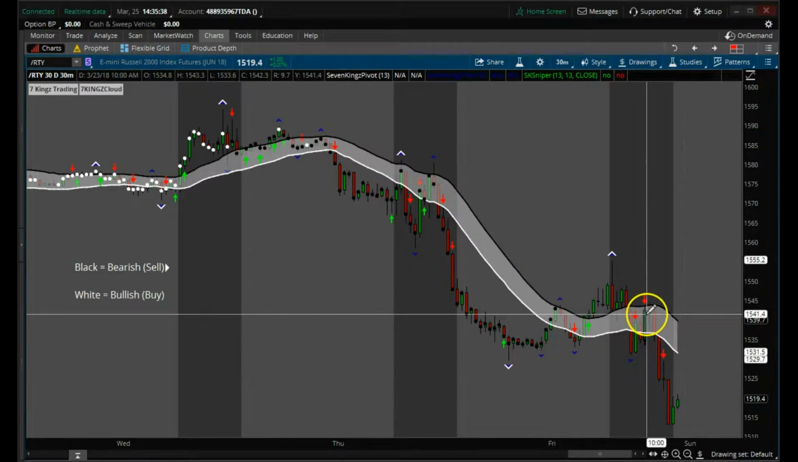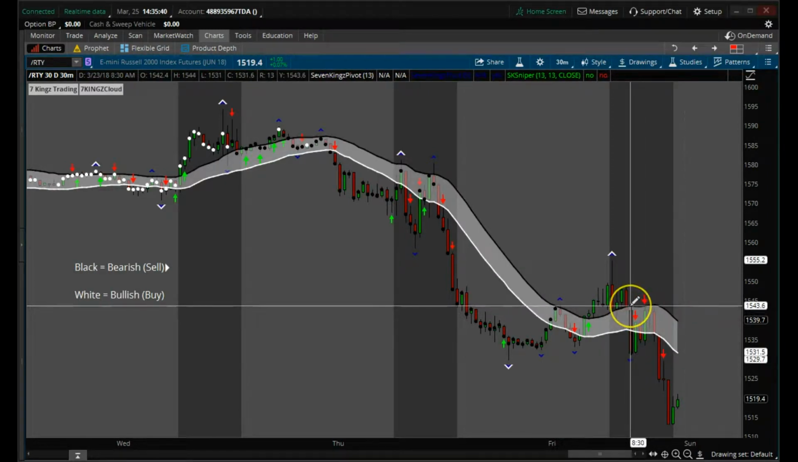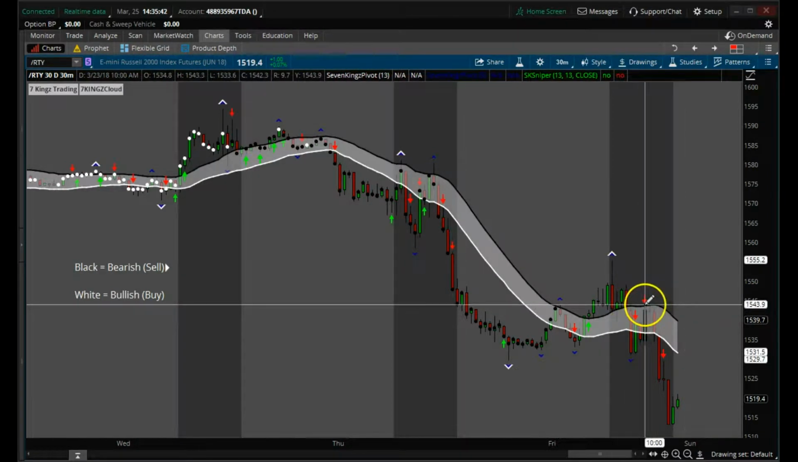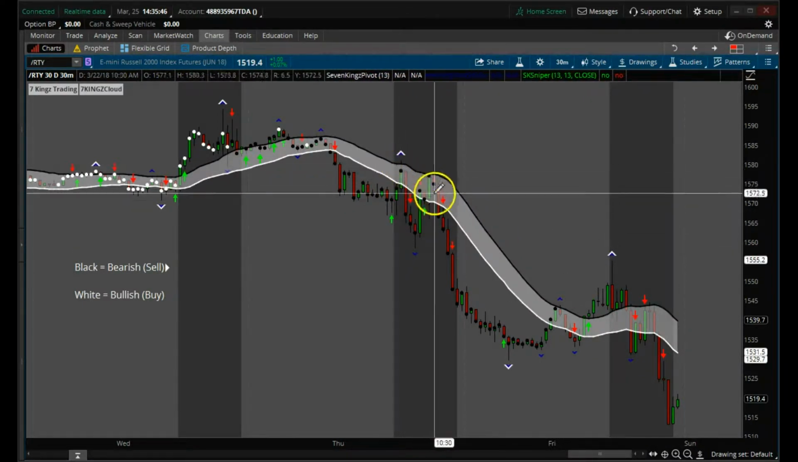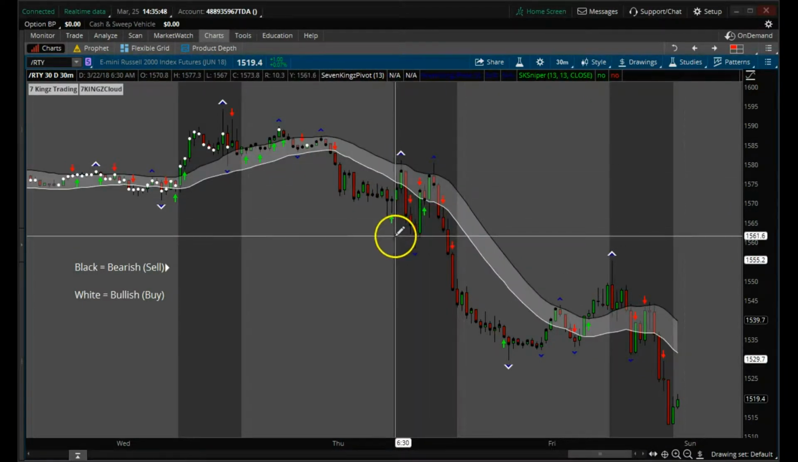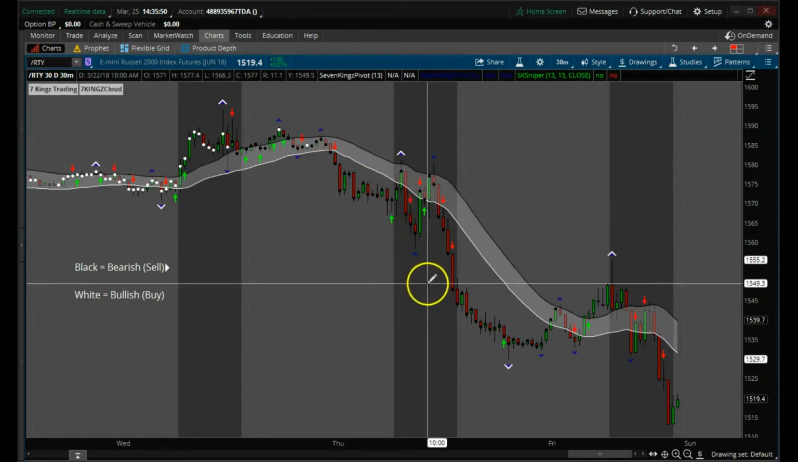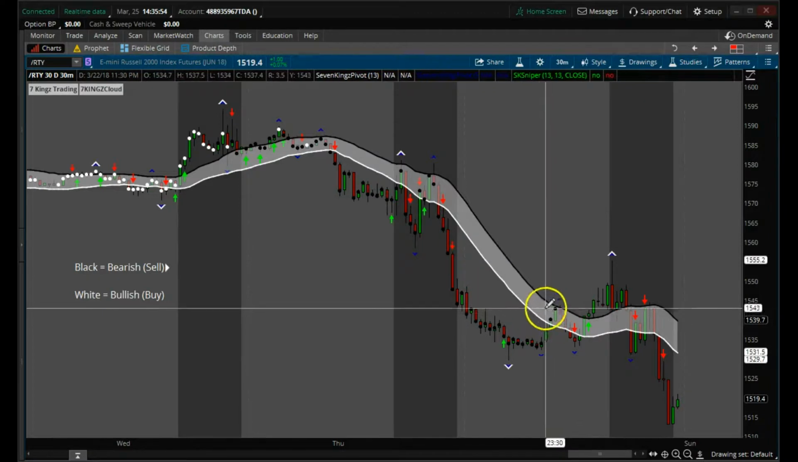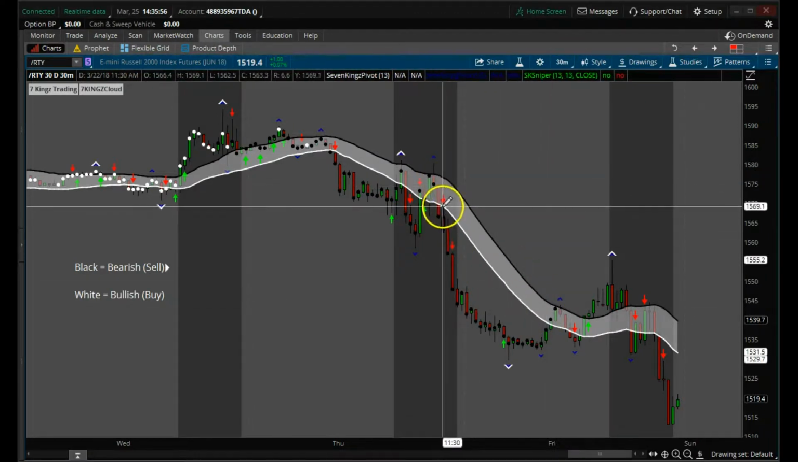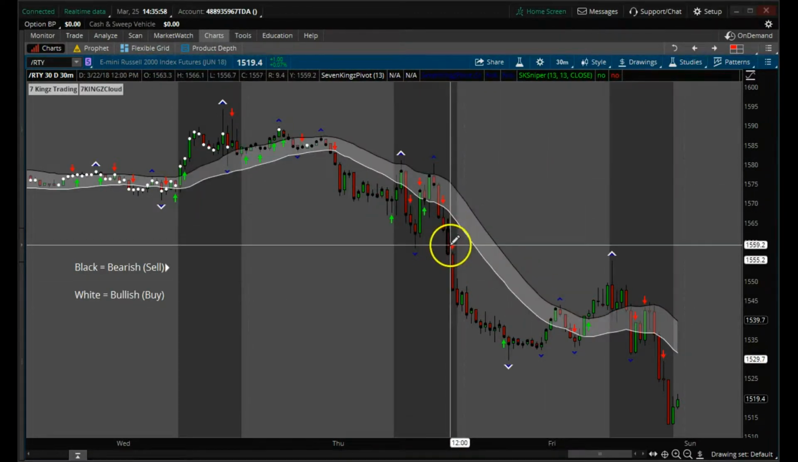In this case, if you would have used the cloud for your stop loss, it looks like you would have got stopped out. But in most cases, if you use the cloud for your stop loss, you don't get stopped out much. That's what we use the cloud itself for, is for stop losses. The cloud does help generate these signals.